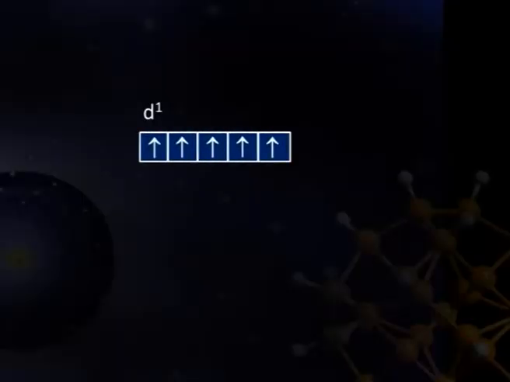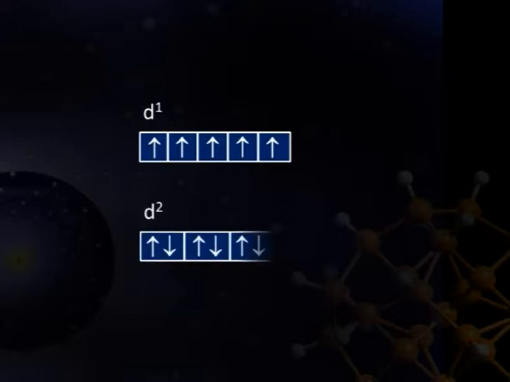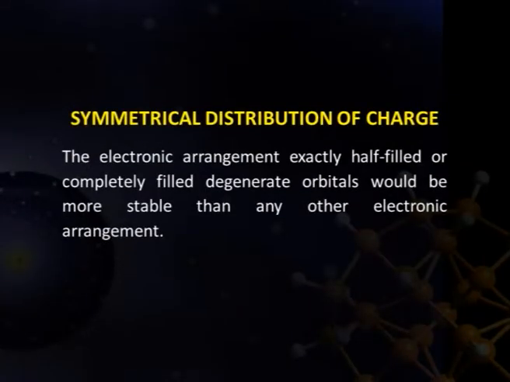It follows from the above discussion that of all the d configurations, the configurations dxy1, dyz1, dxz1, dx²-y²1 and dz²1, likewise dxy2, dyz2, dxz2, dx²-y²2 and dz²2, would have a uniform or symmetrical distribution of charge in space. Therefore, these configurations would be more stable than all other d configurations. It can thus be concluded that an electronic arrangement with exactly half-filled or completely filled degenerate orbitals would be more stable than any other electronic arrangement.